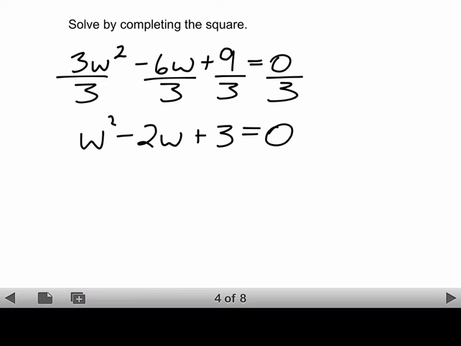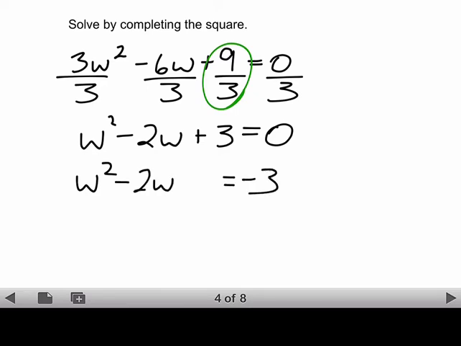And at this point we're going to subtract 3 from both sides. Let me point something out here. First we divided by 3 and then we're going to subtract that number from both sides. The order of those two steps is interchangeable. Do whichever one you want first or do them at the same time. I don't care. In any case, we have w squared minus 2w is equal to negative 3.